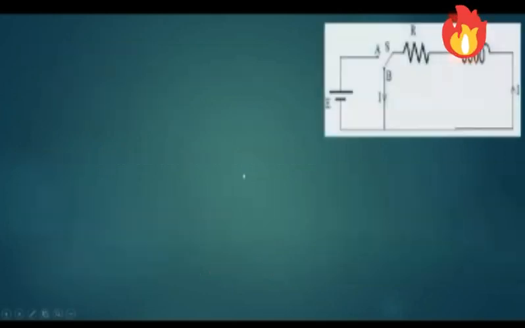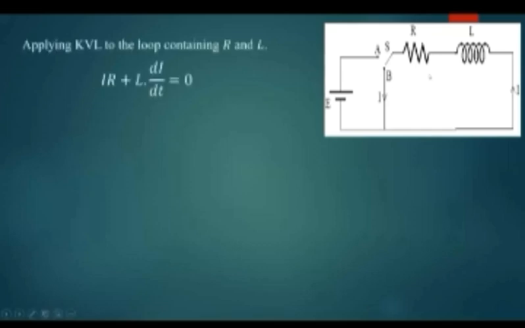So let us apply KVL and simplify. With the circuit connected at position B, this part of the circuit is active now. Current is flowing in this part of the circuit, decreasing from the maximum current I naught. Let us apply KVL to the loop. Only two components are present, the resistance and an inductor. Therefore KVL gives that the voltage across the resistor plus the voltage across the inductor should be equal to 0.